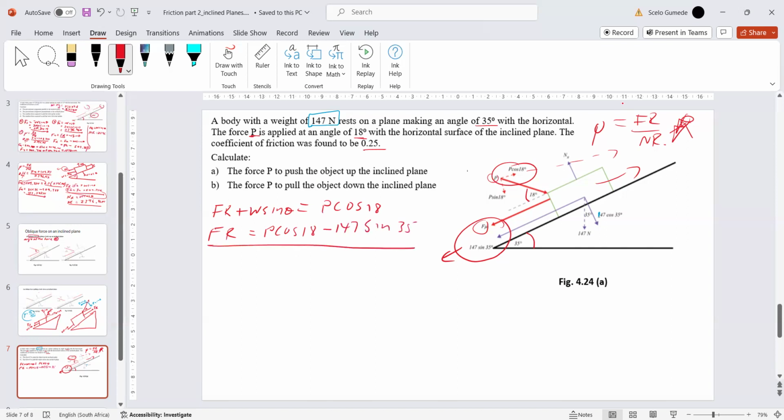So we've got FR. Now we're looking for NR. Upward forces equal to downward forces. Remember, NR is going where? Up.